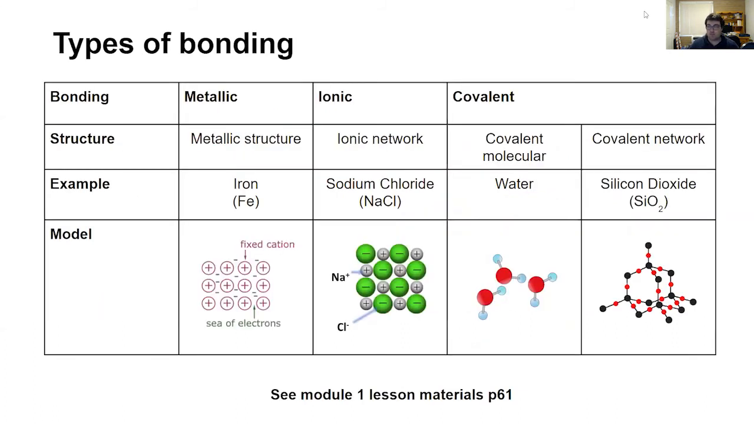So, three types of bonding, people. Three types of bonding. We have metallic bonding. Now the type of bonding informs the properties of the substance.